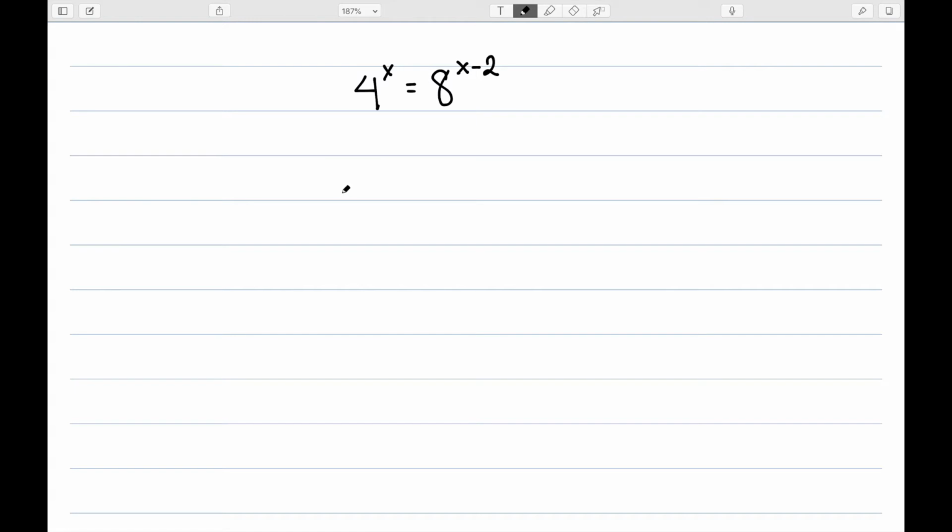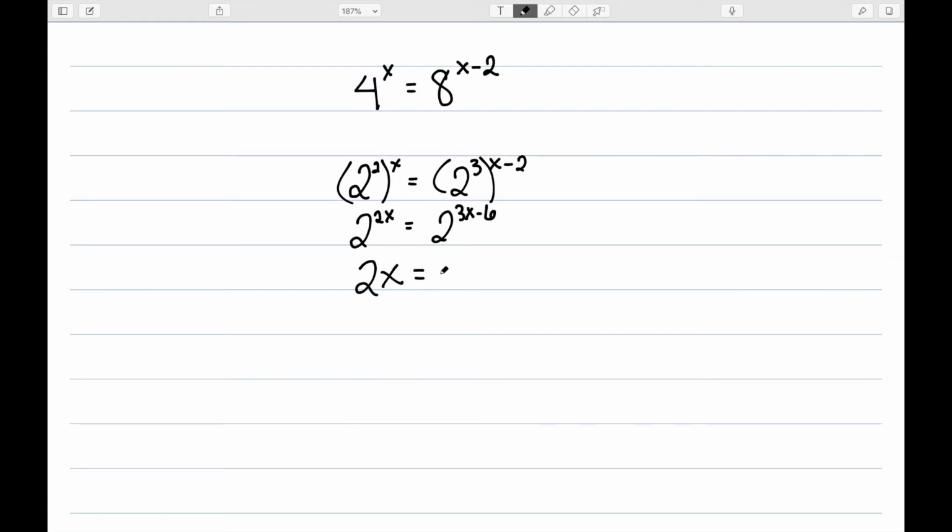If we have something like 4 to the x equal to 8 to the x minus 2, we can't write 8 as 4 to a power. However, we could rewrite both of these. 4 is 2 squared, and 8 is 2 cubed. So this would be 2 to the 2x is equal to 2 to the 3x minus 6, because whenever we raise a power to a power, we multiply. That gives me 2x is equal to 3x minus 6. We could subtract 3x from both sides. That gives me negative x equal to negative 6, or x is equal to 6.